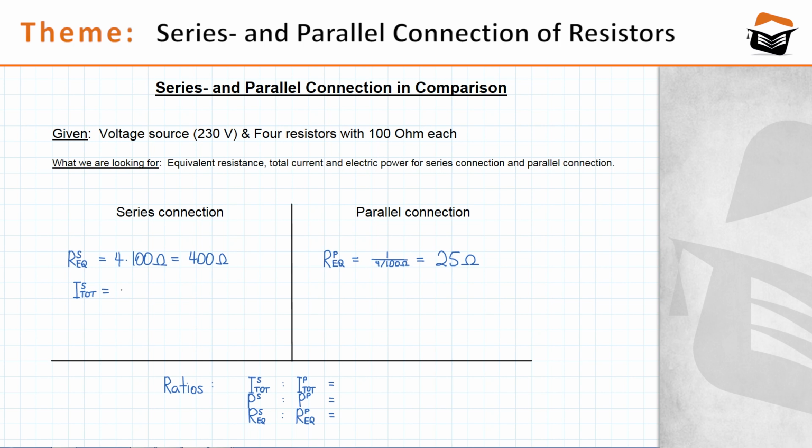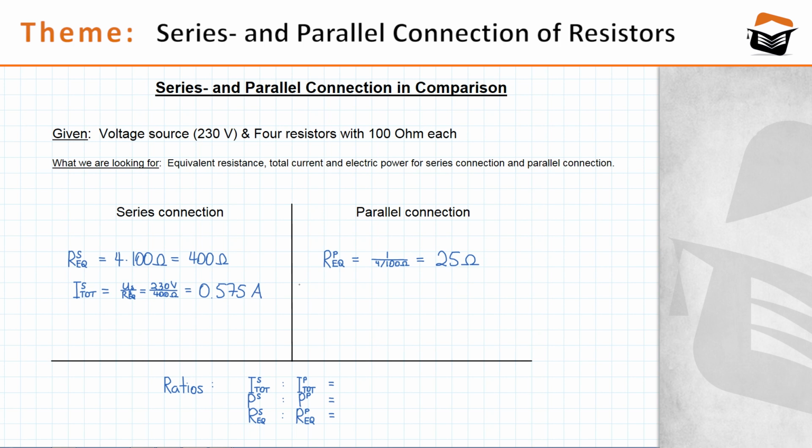So to compute the current, we need to divide the source voltage by the equivalent resistance. And the source voltage is 230 volts divided by 400 ohms, and that is equal to 0.575 amps.